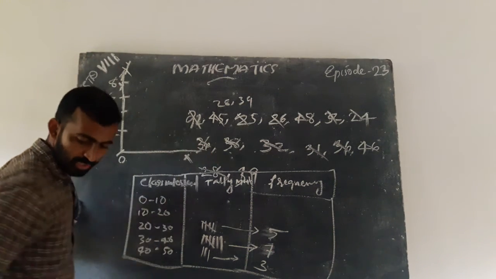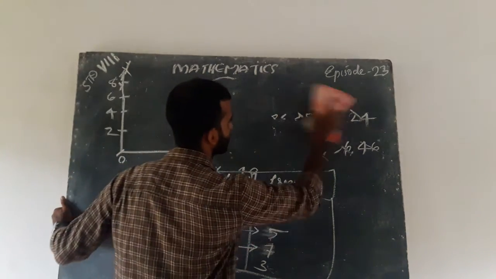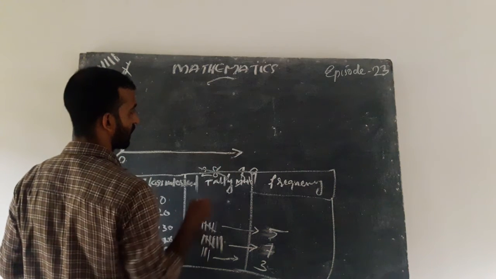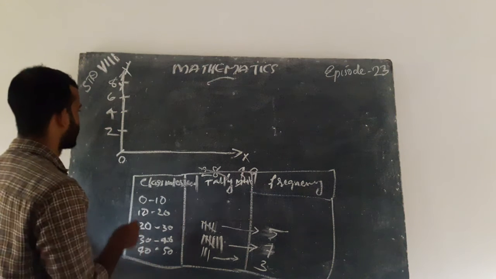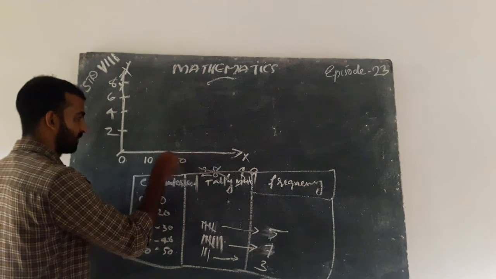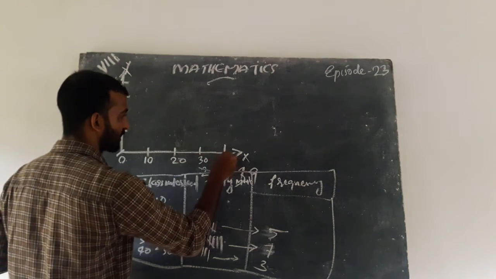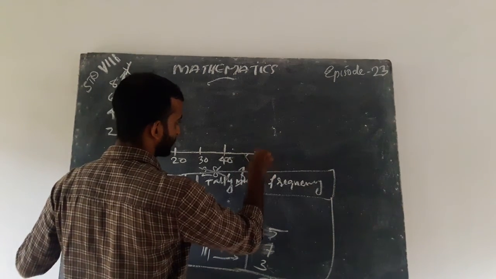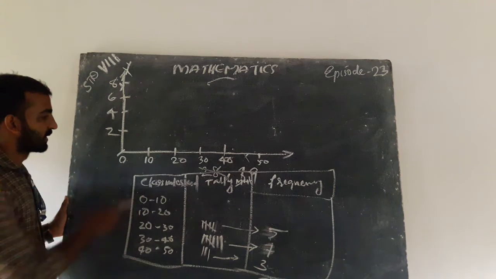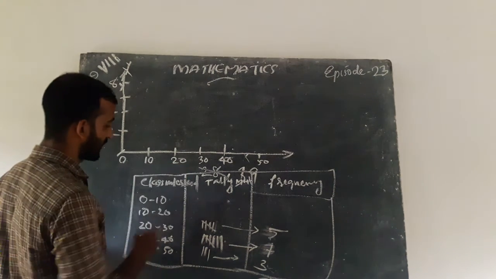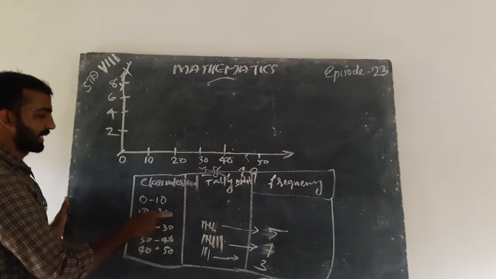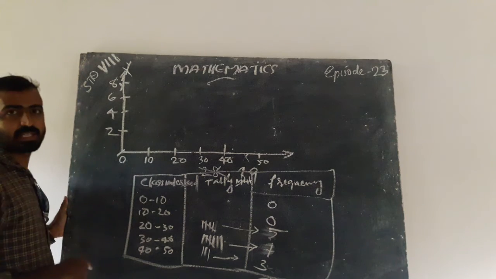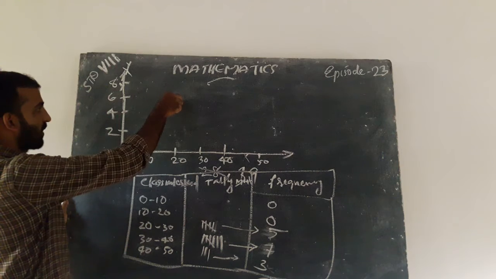I just erase the data. On the x axis, 0 to 10, 10 to 20, 20 to 30, 30 to 40, and 40 to 50. The frequencies for 0 to 10 and 10 to 20 are 0. 20 to 30 is 5, so 5 is between 4 and 6, the center part of 4 and 6.